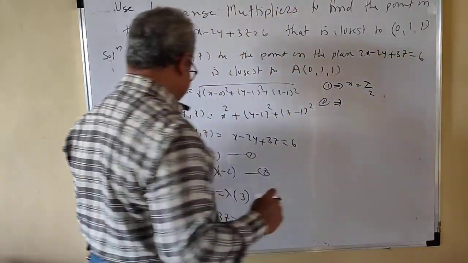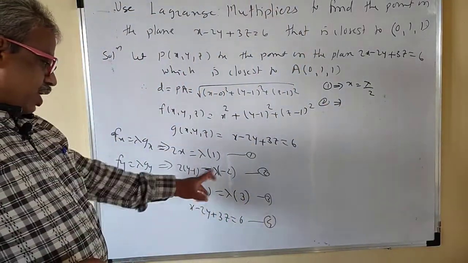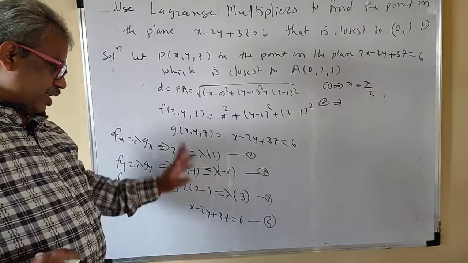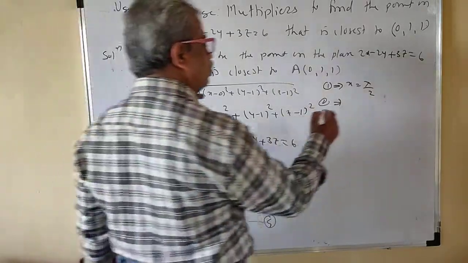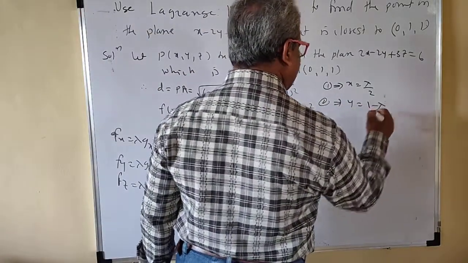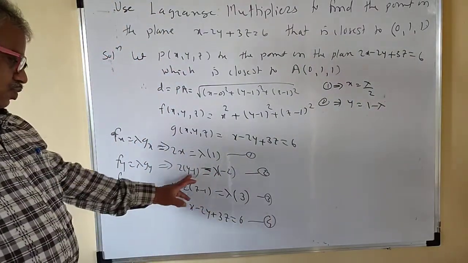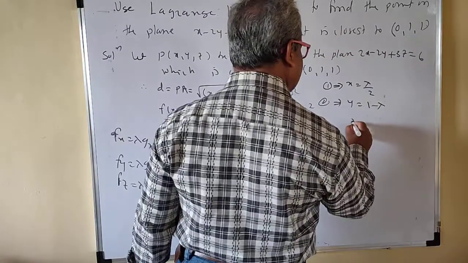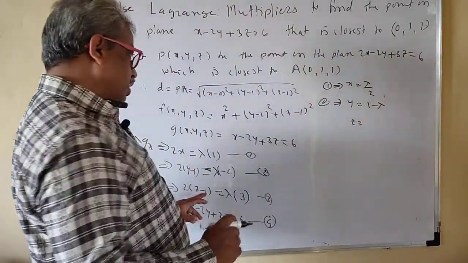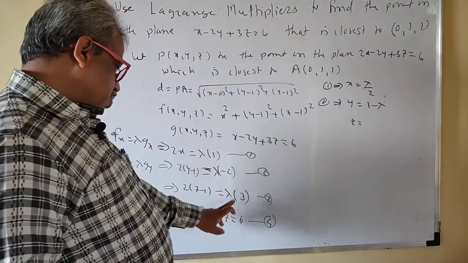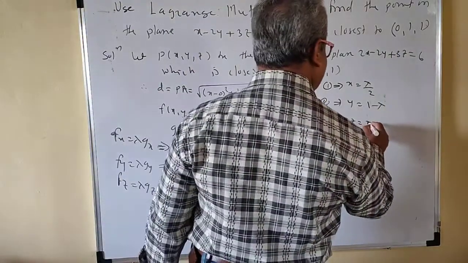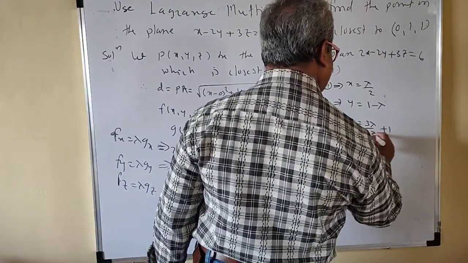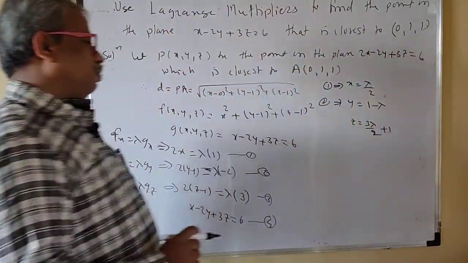Equation 2 implies that the 2 gets cancelled here. So y is equal to 1 minus lambda. This is lambda now, so your 1 is shifted to that side. Again, this is z minus 1, that means z is equal to 3 by 2. Okay. So z is 3 lambda by 2 plus 1.